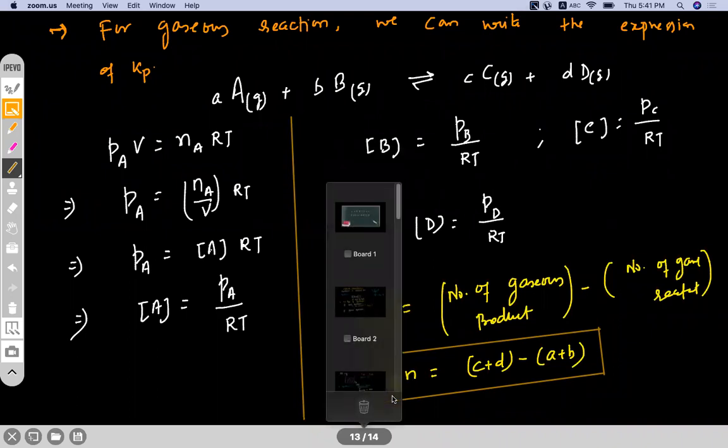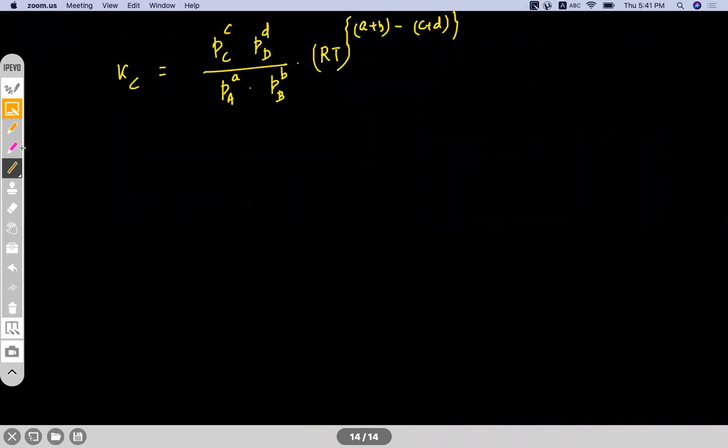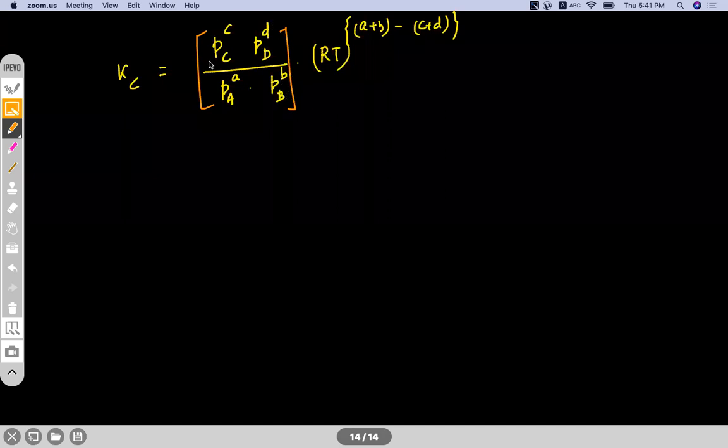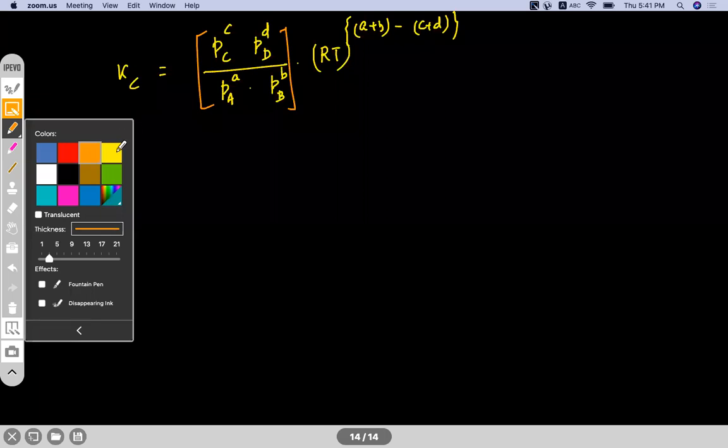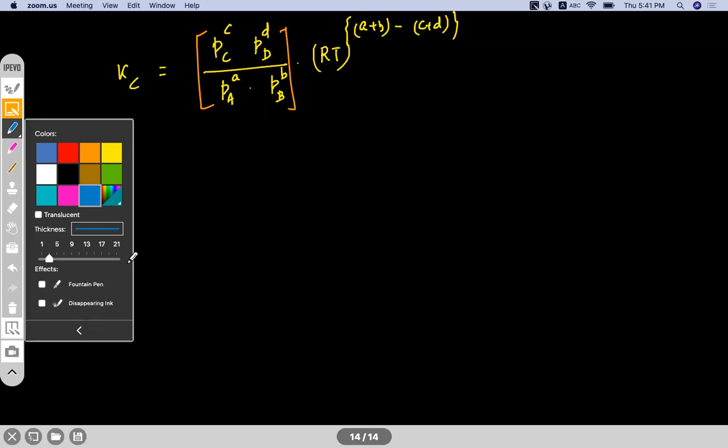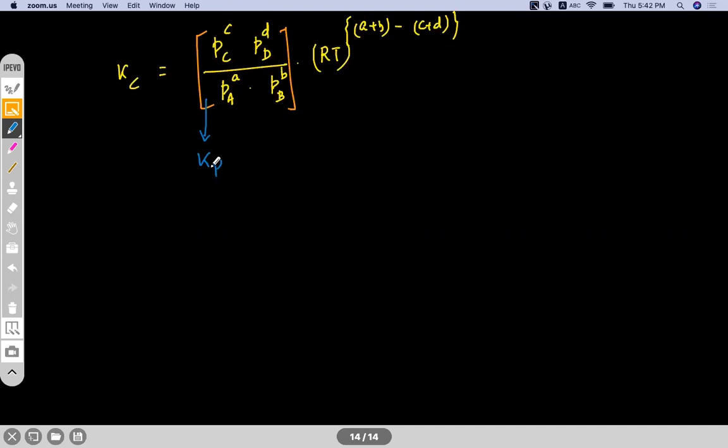Okay. So we'll substitute this delta n over here. Before that substitution, see this expression. If we have concentration here, C to the power c, D to the power d, A to the power a, B to the power b, then this term was Kc, right? We have pressure in terms instead of concentration here. Like the previous expression was Kc. So when you write pressure over here, this term becomes Kp, because the pressure is there.